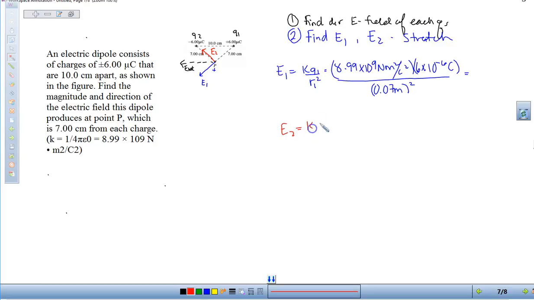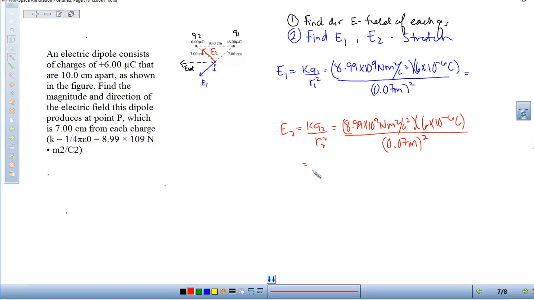E2 is going to be k Q2 over R2 squared. Hopefully not surprisingly, this will be the same exact setup because they're literally the same numbers. It's 6, and I'm ignoring the sign because I'll get direction later. It's negative 6 microcoulombs, so that's the negative 6, and I ignored the sign. And this is at the same distance. Notice I don't want the 10 here, I want the 7 because that's how far apart they are, so the 0.07. These are essentially the same value, so let's go ahead and calculate them.